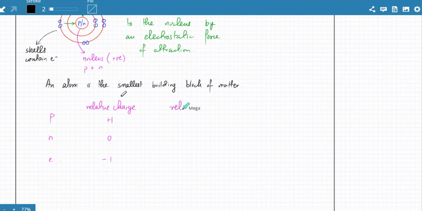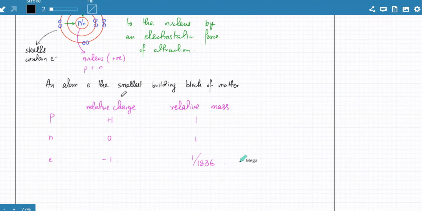Then you have the relative mass. The proton has a relative mass of 1. The neutron also has a relative mass of 1. And the electron is really tiny. It's 1 over 1836, so it's a lot lighter than a proton and a neutron.